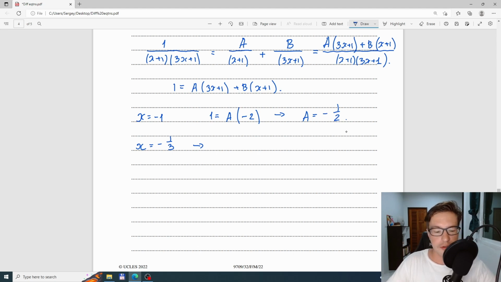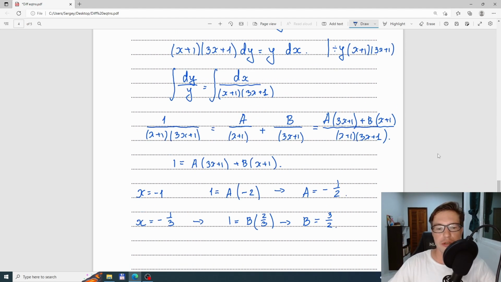Okay, and I will get 1 equals, next to a is 0, and next to b is minus a third plus 1, that will be 2/3. That means b equals 3 over 2. Okay, now we're done with partial fractions, and we can move on to our integration.